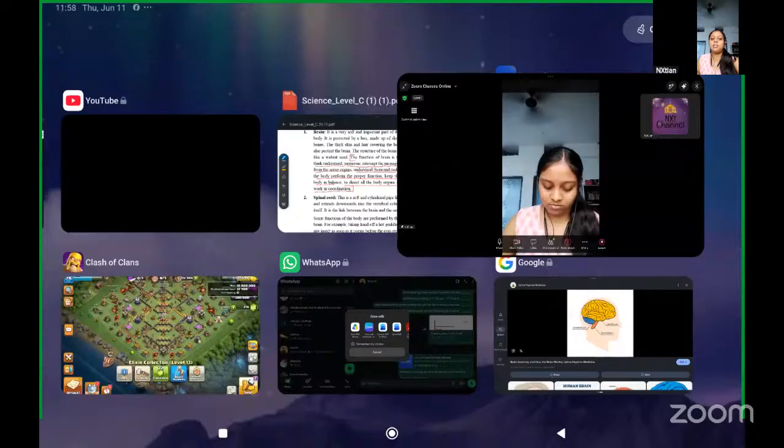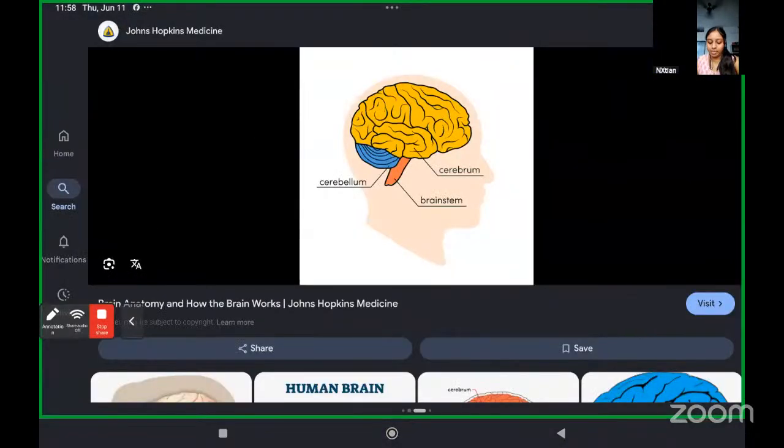There are three major parts in a brain: the cerebrum, the cerebellum, and the brainstem. The brainstem is that portion which is connected to the backbone, to the vertebral column. The other two parts are called cerebrum and cerebellum.